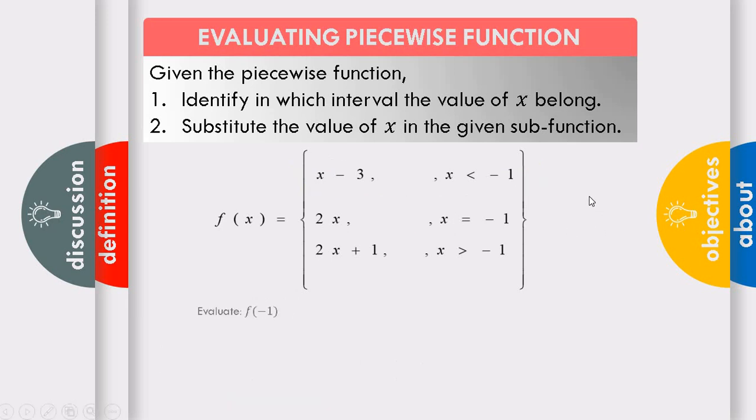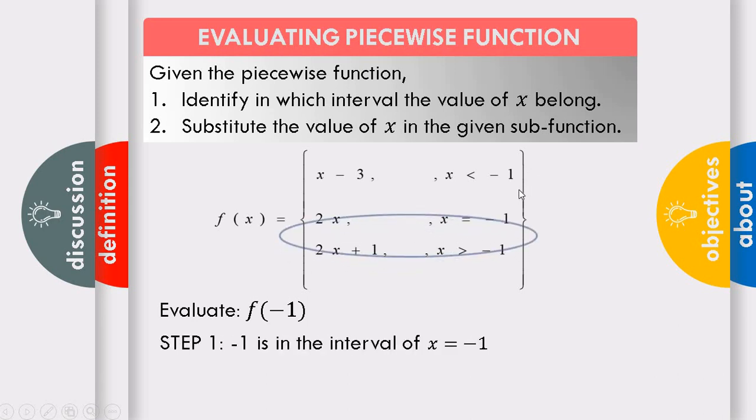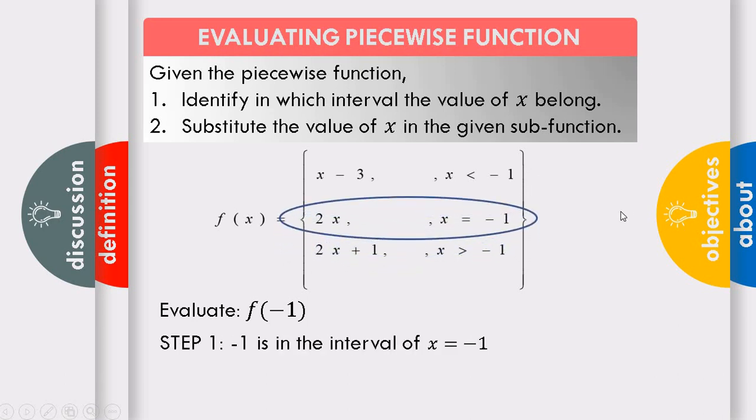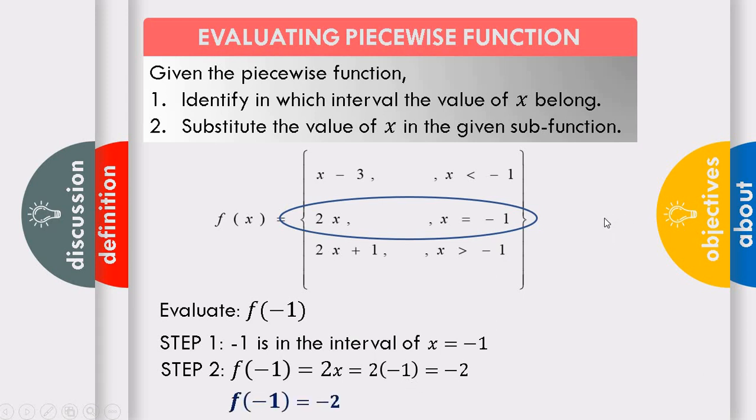Next, f of negative 1. In this problem, we need to evaluate f of negative 1. Negative 1 is obviously equal to negative 1. Therefore, we will be using the second subfunction, which is f of x equals 2x. So f of negative 1 is equal to 2 times negative 1, which equals negative 2. Therefore, the answer is f of negative 1 is equal to negative 2.